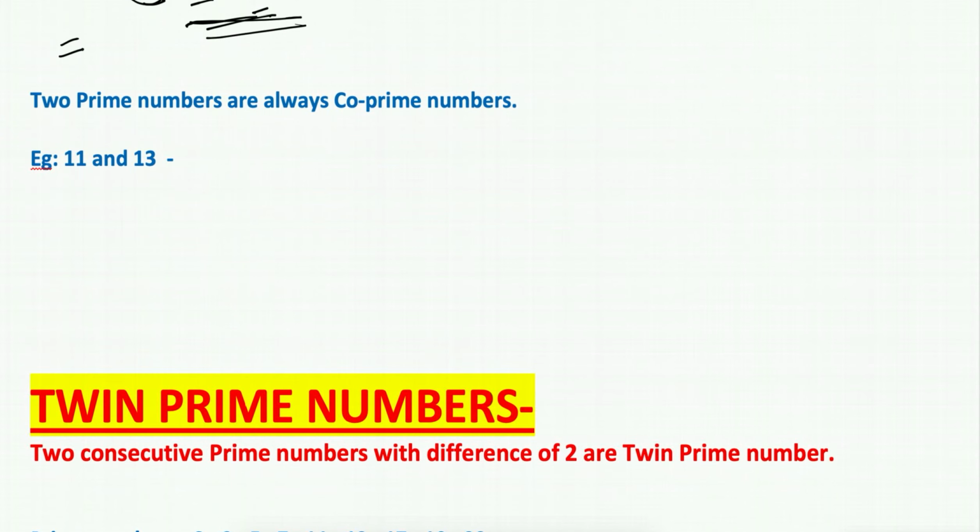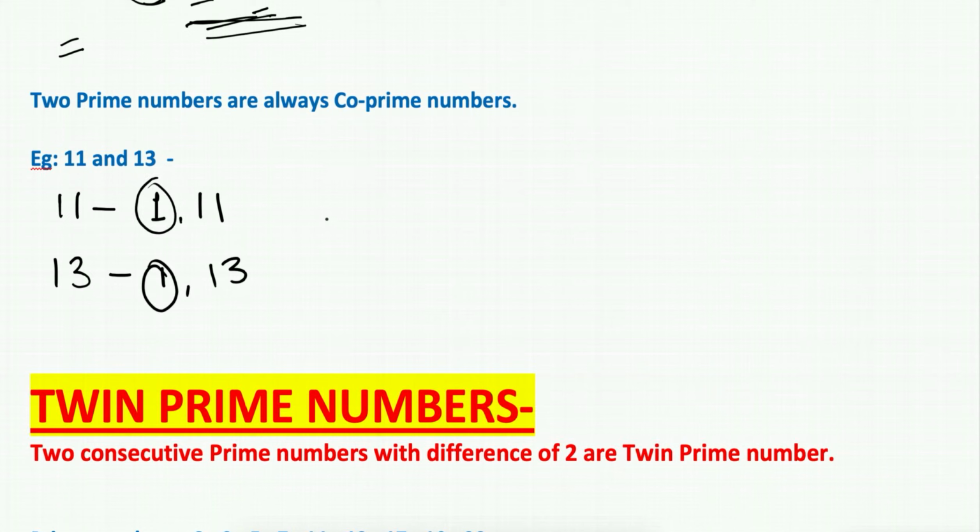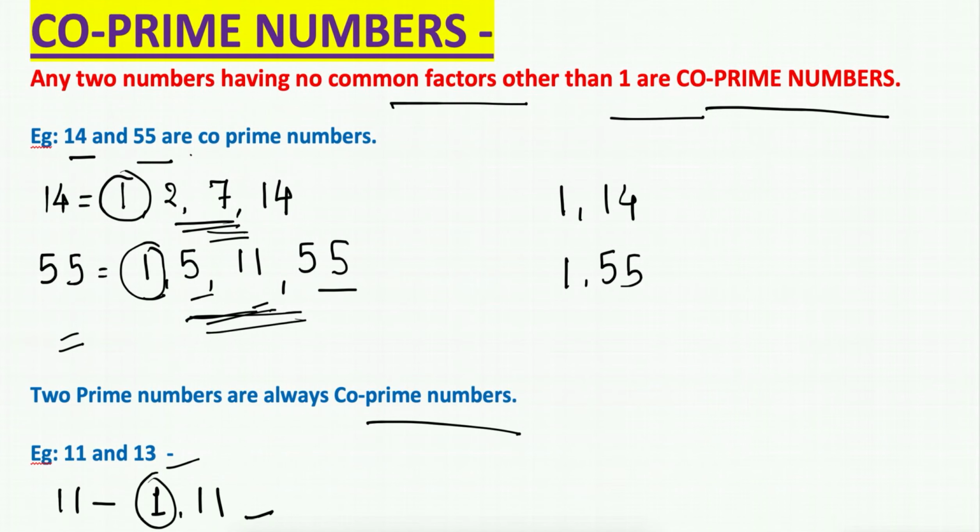Two prime numbers are always co-prime numbers. You should remember this. Let's take the example 11 and 13. The factors of 11 are 1 and 11. The factors of 13 are 1 and 13. So, here, what is the common factor? Only 1. So, these two numbers, 11 and 13, are co-prime numbers. And 11 and 13 are prime numbers also because they have only two factors, that is, 1 and the number itself. So, two prime numbers are always co-prime numbers, but composite numbers can also be co-prime numbers. But a co-prime pair is two numbers which have no common factor other than 1. So, this is the co-prime number.